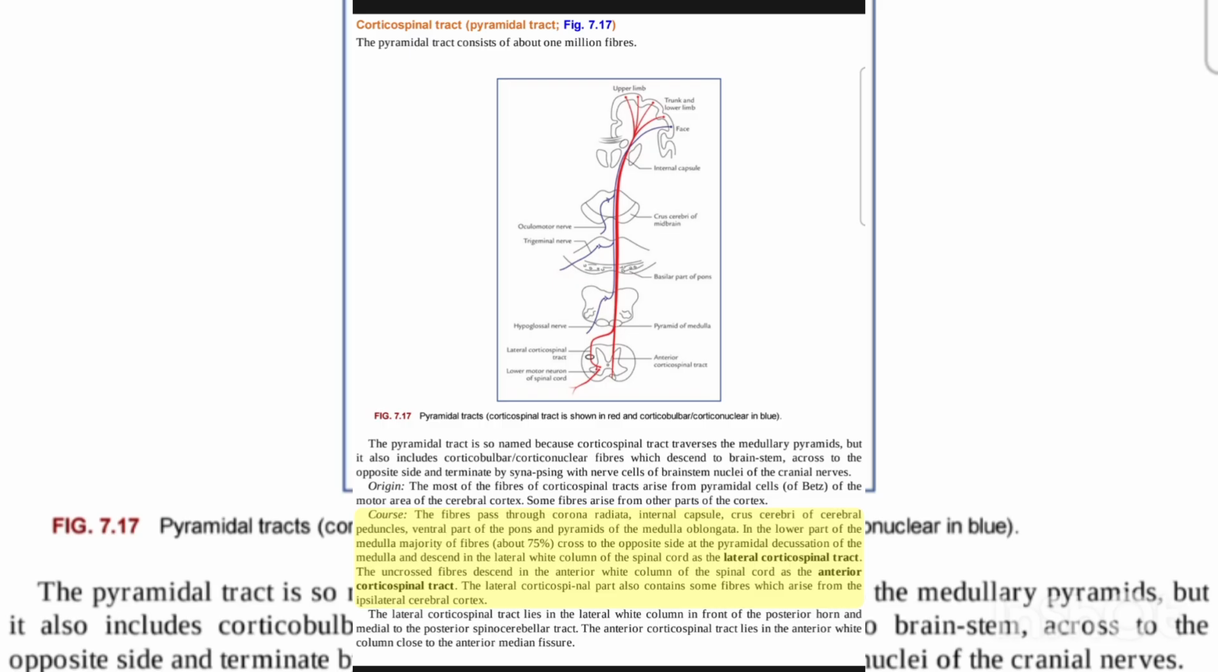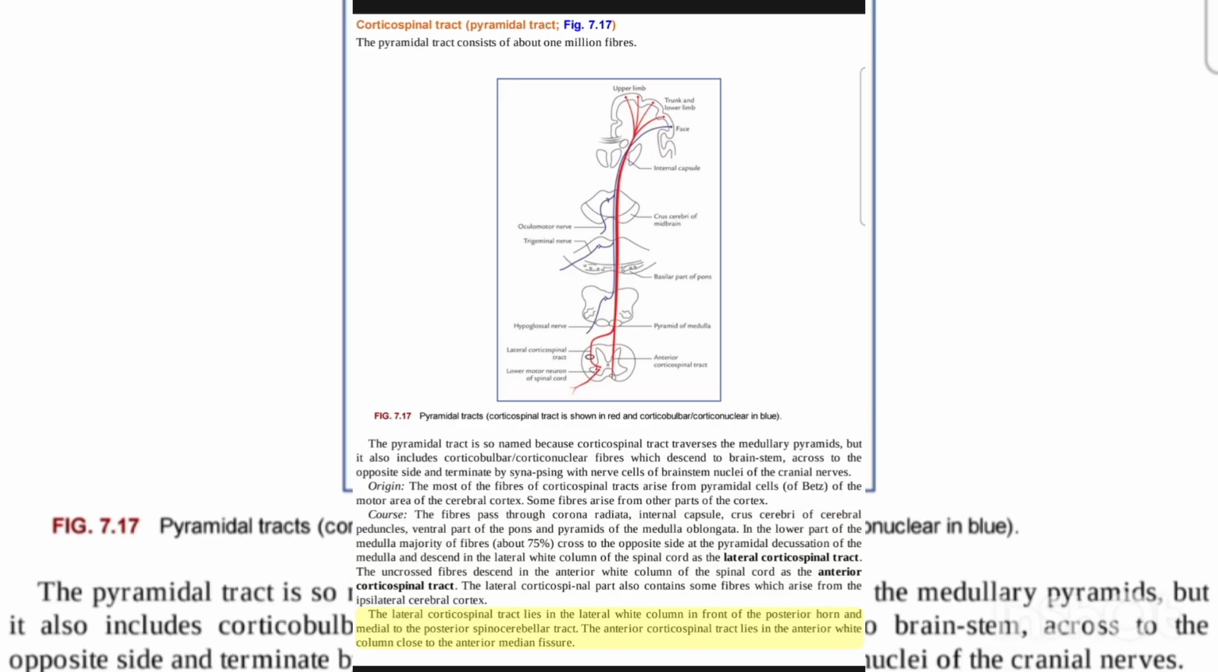Course. The fibers pass through the corona radiata, internal capsule, crus cerebri of cerebral peduncles, ventral part of the pons and pyramids of the medulla oblongata. In the lower part of the medulla, the majority of fibers, about 75%, cross to the opposite side at the pyramidal decussation of the medulla and descend in the lateral white column of the spinal cord as the lateral corticospinal tract. The uncrossed fibers descend in the anterior white column of the spinal cord as the anterior corticospinal tract. The lateral corticospinal tract also contains some fibers which arise from the ipsilateral cerebral cortex.